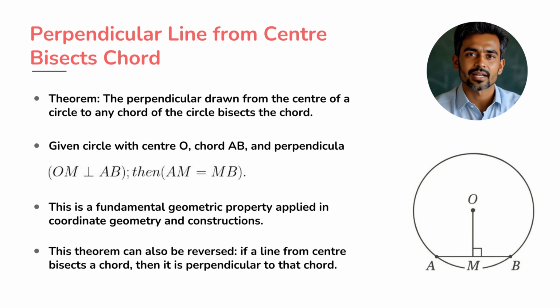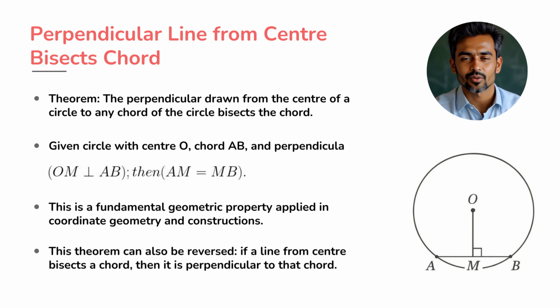Let's begin with a very important theorem about circles. It states that the perpendicular drawn from the center of a circle to any chord of the circle bisects the chord. In simpler words, if we draw a perpendicular line from the center O of a circle to a chord AB, then that perpendicular meets the chord at its midpoint. So, if the perpendicular from the center is OM, and it meets the chord AB at M, we can say that AM equals MB. This theorem is widely used in coordinate geometry and in geometric constructions.